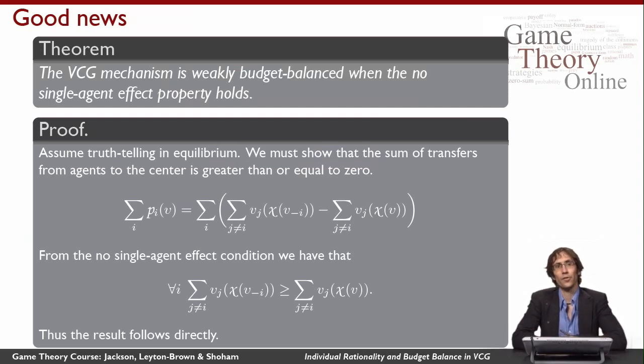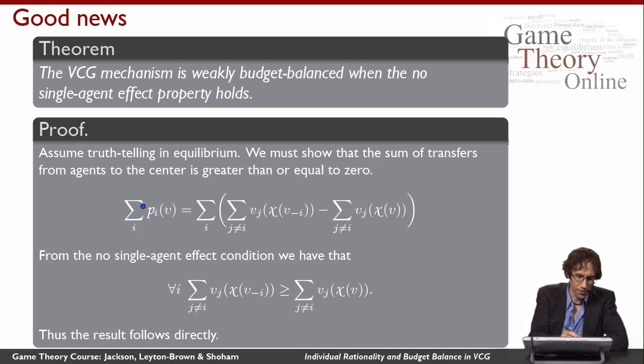So it turns out that this is all we need to prove that VCG is weakly budget balanced, and indeed it's a pretty direct proof. So as before, let's assume truth-telling in equilibrium. And now what we want to think about is the sum of transfers that agents make to the center, so the sum of all of the payments. And I want to show that the sum of all of these payments is greater than or equal to 0. That's going to mean weak budget balance.